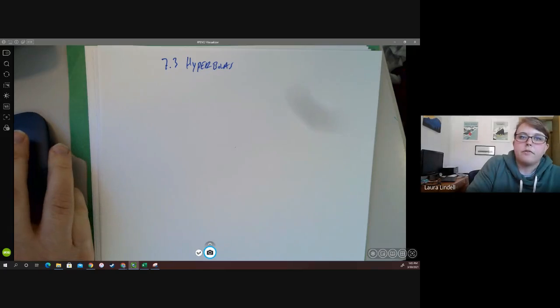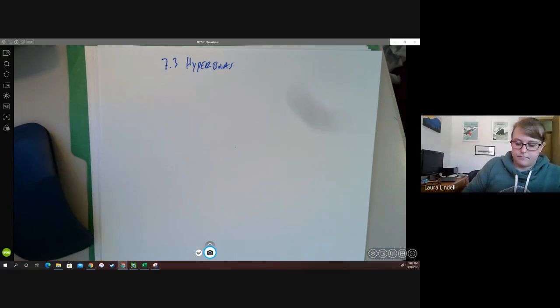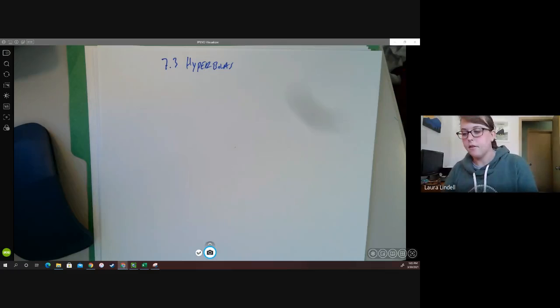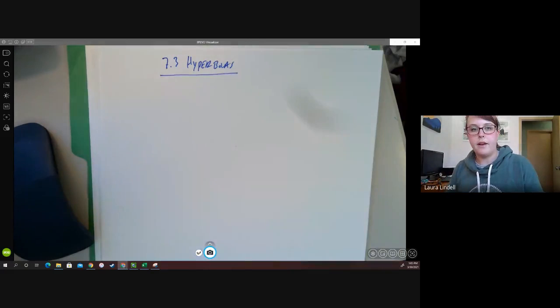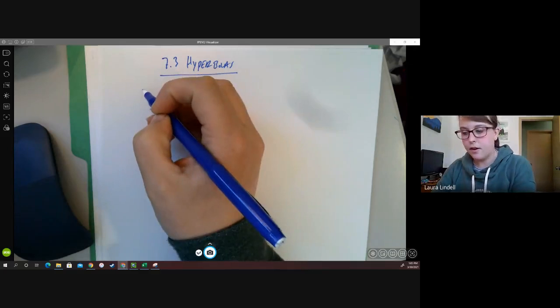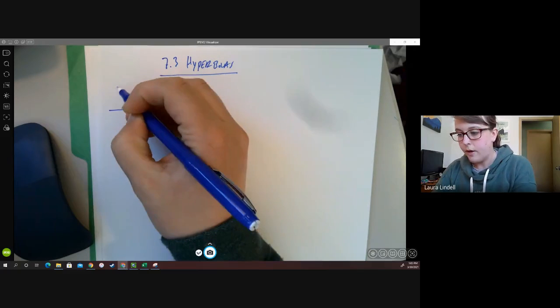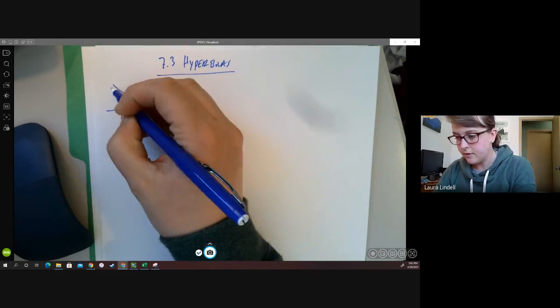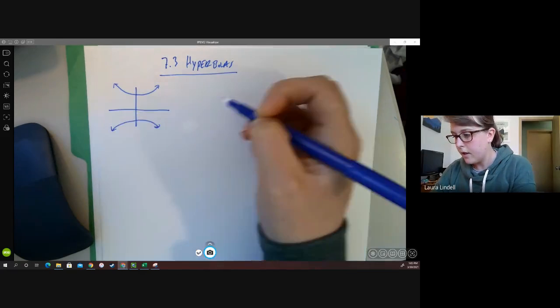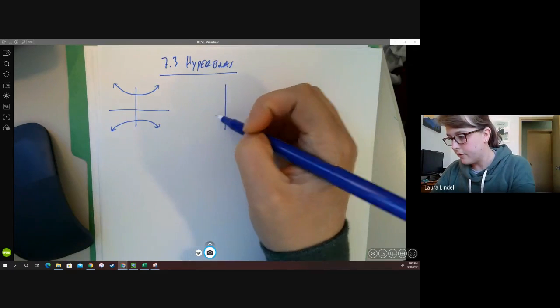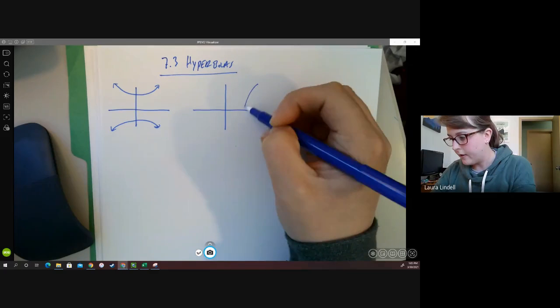Okay, so kind of like ellipses, where we had different equations for a horizontal versus a vertical transverse axis, or horizontal versus vertical orientation, it's the same kind of idea here with hyperbolas. As we saw in our investigation, we had hyperbolas that looked like this, and we had hyperbolas that looked like this.